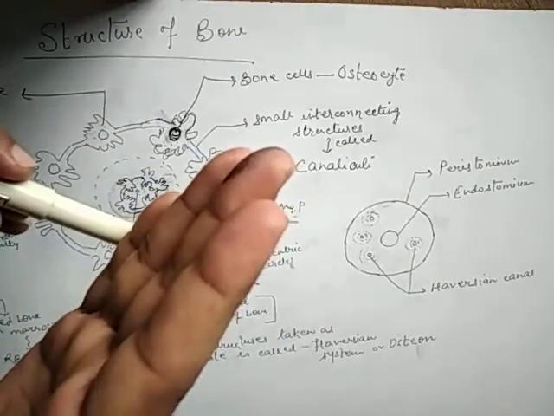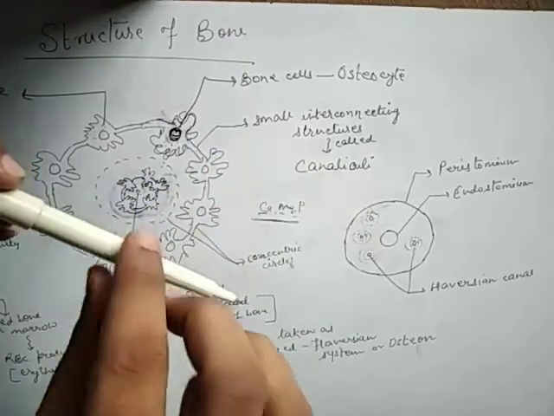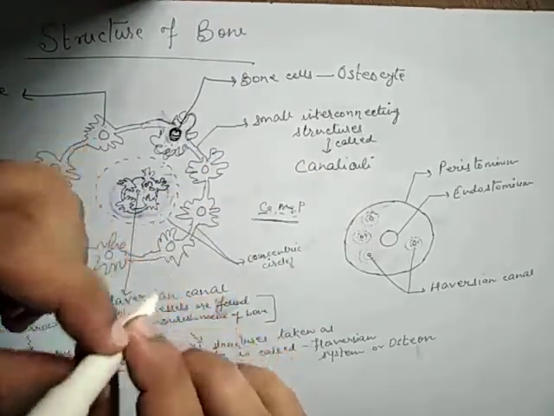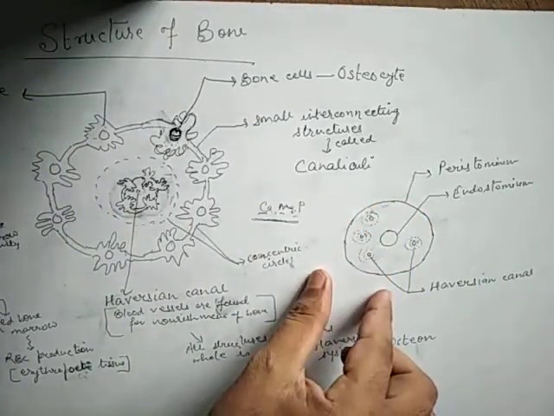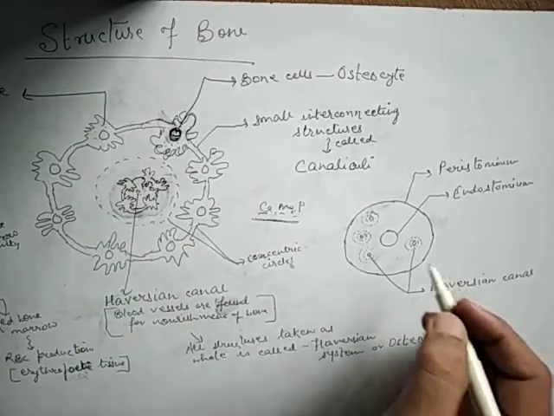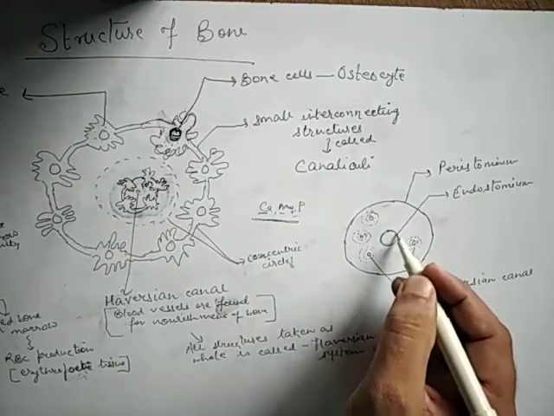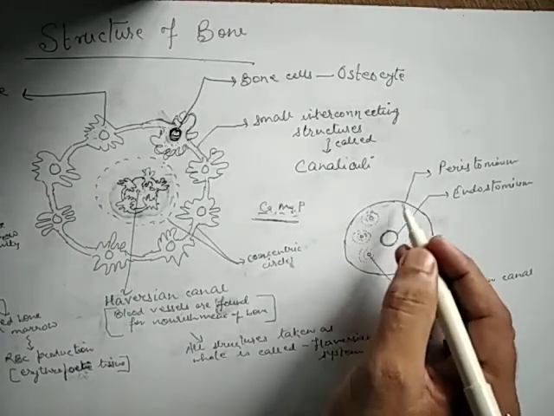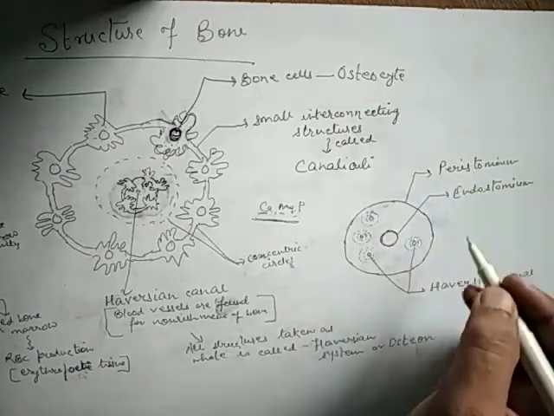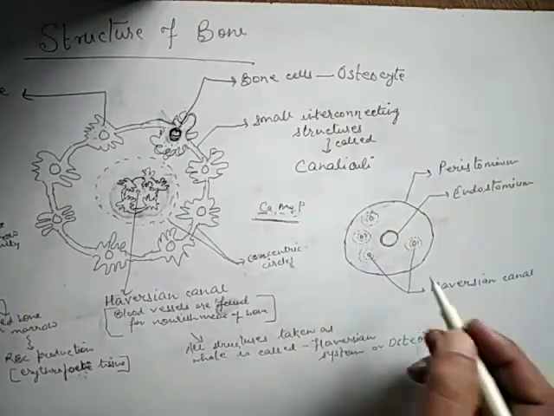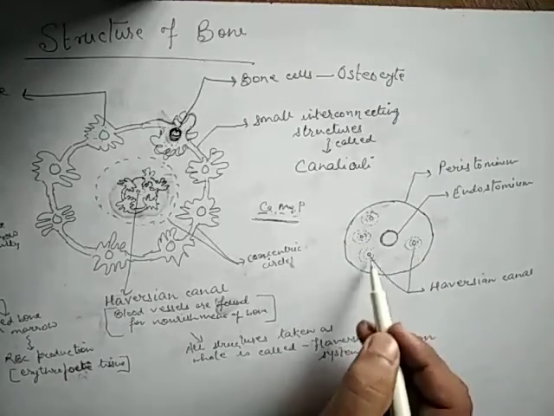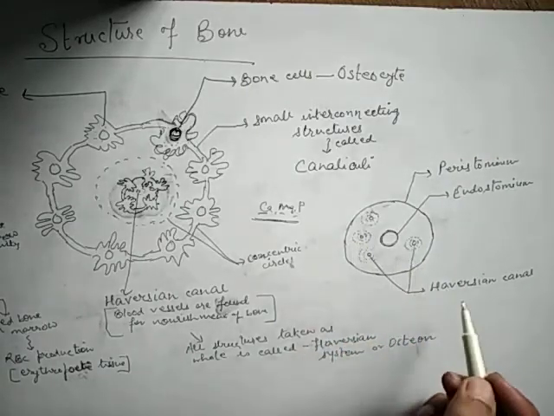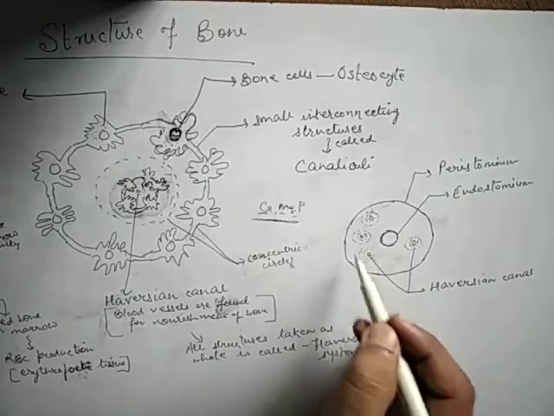Okay, we cut the bone like this, a transverse section, and we can see from the top the structure of the bone like this diagram. The outer part of the bone is called the periosteum, and the inner part is called the endosteum. We can see many Haversian canals inside the bone.